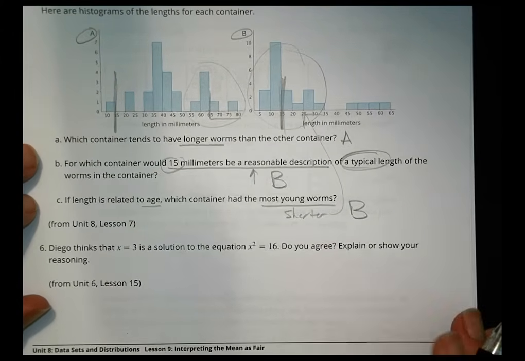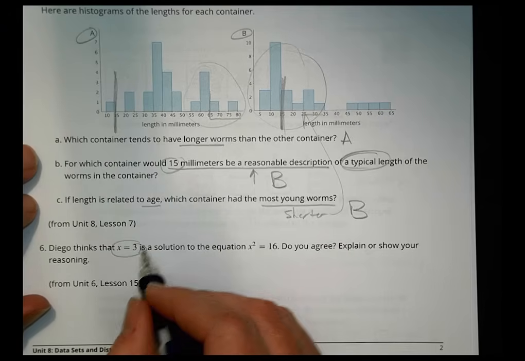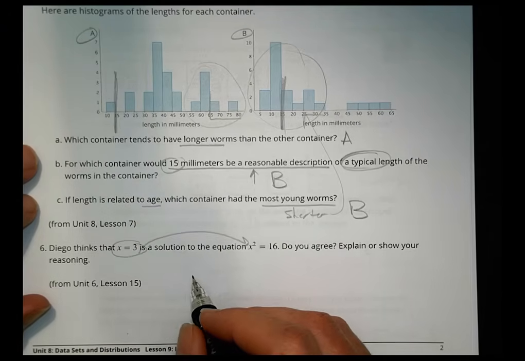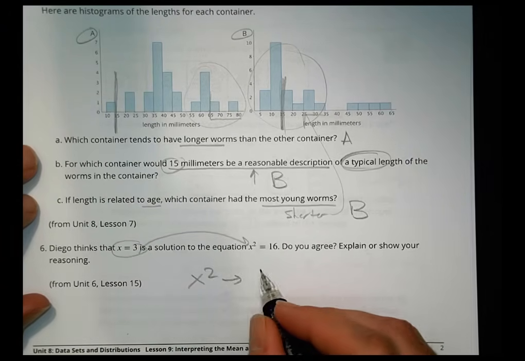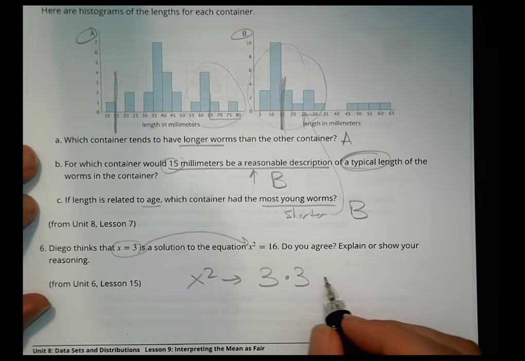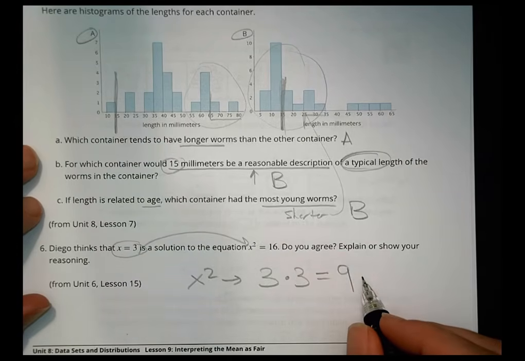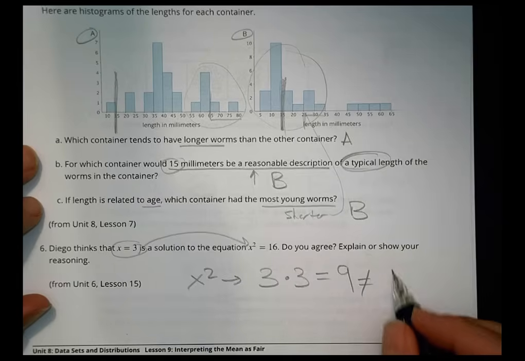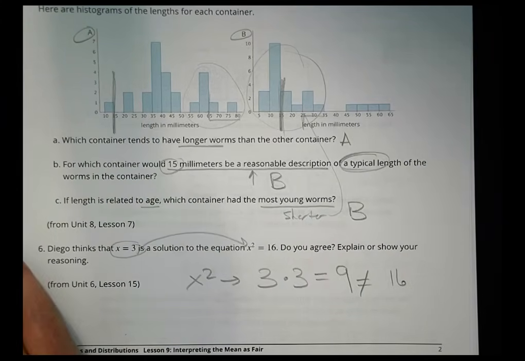And finally, number 6. Diego thinks x equals 3 is the solution of that equation. Do you agree? Well, this is x squared. X squared means we take 3 and we multiply it by 3. 3 times 3 is 9. And last time I checked, 9 does not equal 16. So we would say Diego needs to check his math.